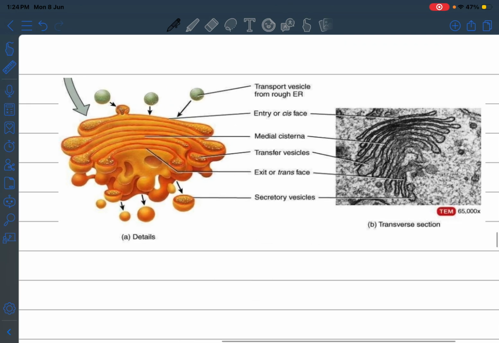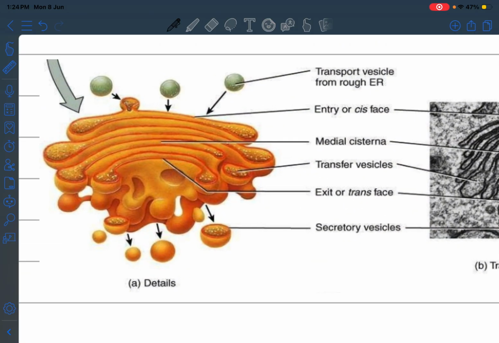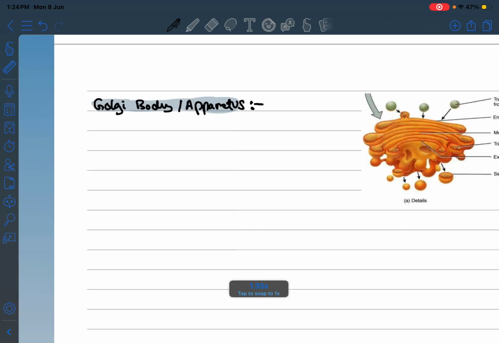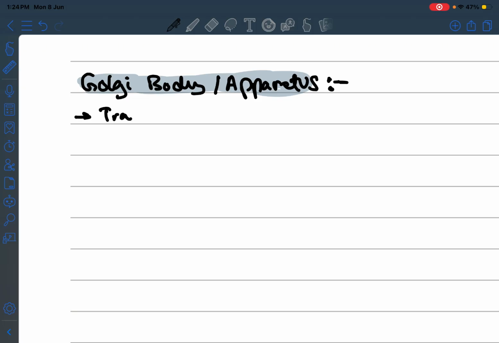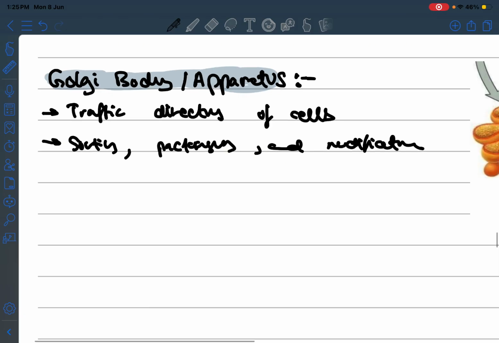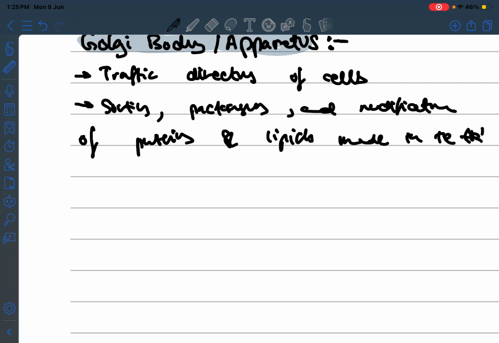Alright, so the Golgi body, as you can see, this is what it looks like. We've all seen this before, and it's basically made up of these pouches, if you will, called cisternae, and they're basically pinched off from the endoplasmic reticulums, and that's how they're formed. In terms of their function, the easiest way to think of it is that they're like the traffic directors of the cell. That is to say, they are involved in the sorting, packaging, and modification of proteins and lipids made in the ERs, the endoplasmic reticulums.